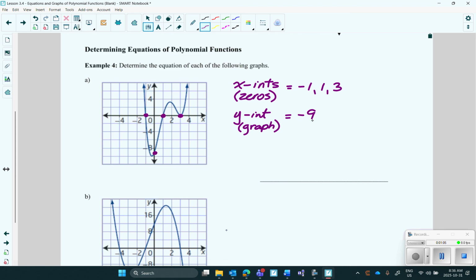Okay. So given this, I can make a temporary equation. Because if one of the zeros is minus 1, that means one of the factors is x plus 1, because I have to write it so that when I plug x in, it equals 0. So if it's negative 1, I write x plus 1. If one of them is 1, how would I write it as a factor? X minus 1. And this one, x minus 3. Okay? So right now I'm saying it looks like this.